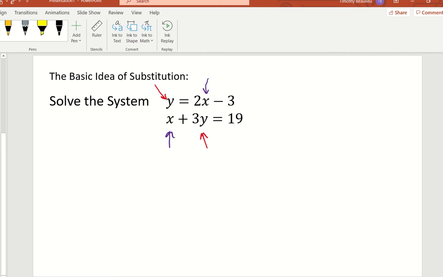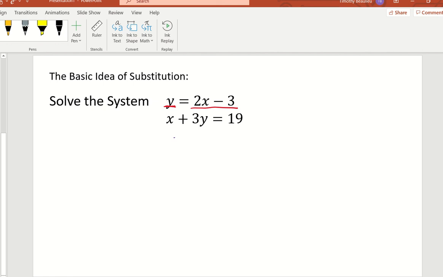Let's actually solve this system using this idea of substitution. Let me just erase these arrows. So the basic idea with substitution is if you have an equation that has a variable isolated, like the first equation, the y is isolated, that's a good thing. You can substitute in 2x minus 3 for y at any given point.